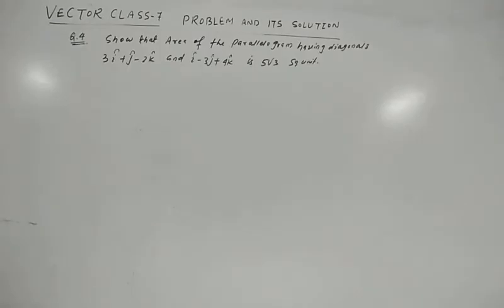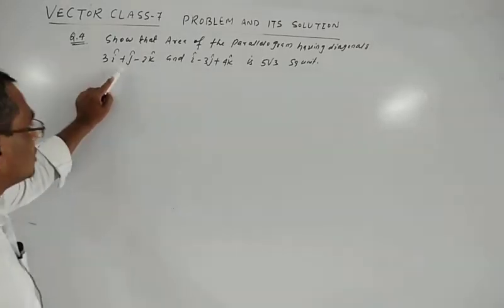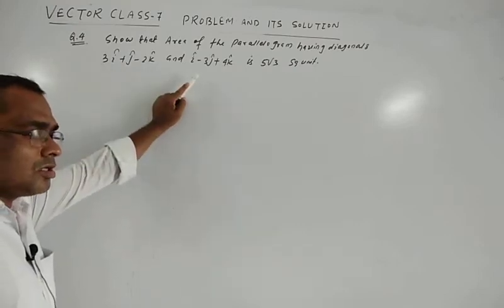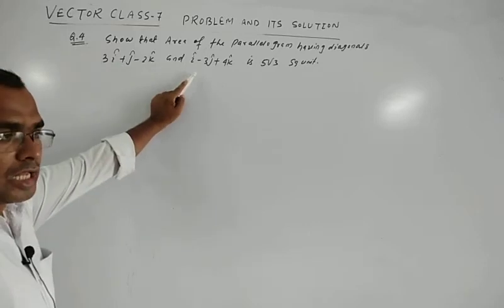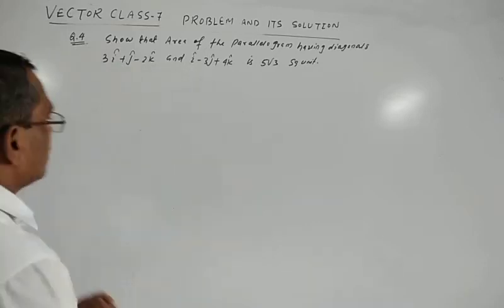Show that the area of a parallelogram having diagonals 3i cap plus j cap minus 2k cap and i cap minus 3j cap plus 4k cap is 5 root 3 square units. Here diagonals of a parallelogram are given. So one diagonal is this one, the other diagonal is this one. We take diagonal d1 vector equal to this one and the other diagonal d2 vector equal to this one.